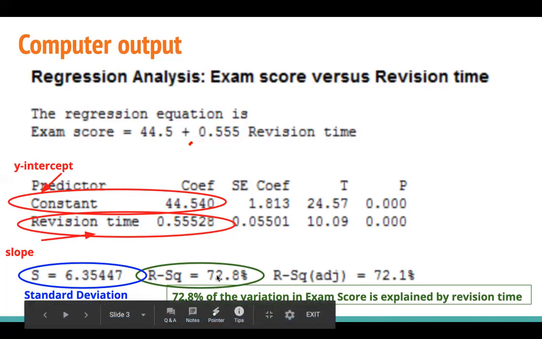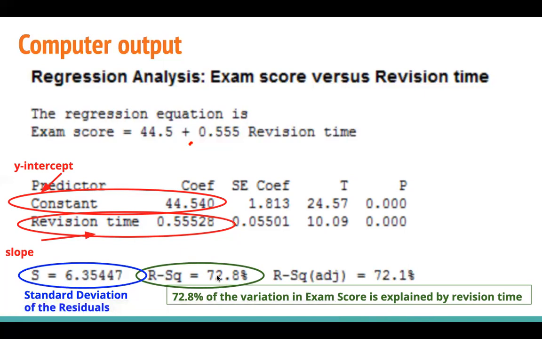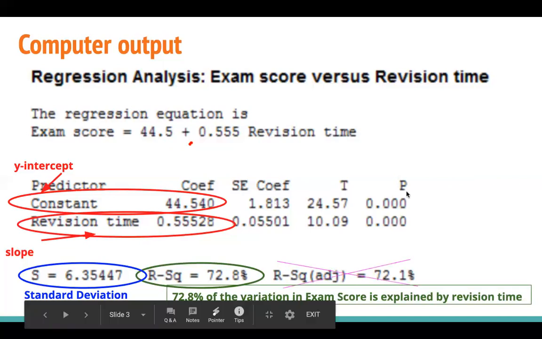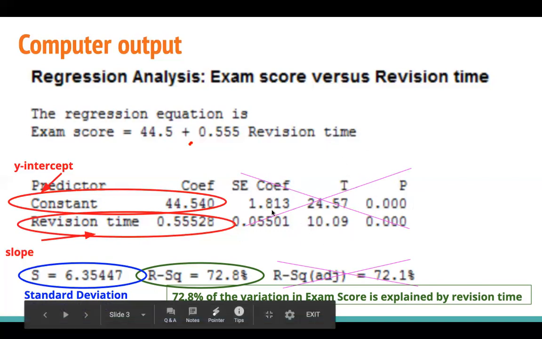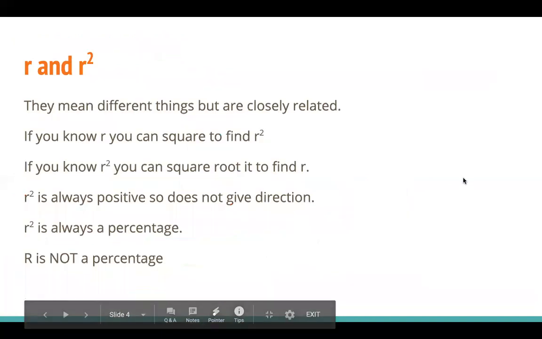That really means that there's 27.2% of variation that's explained by other factors other than just revision time. This right here, R squared adjusted, is a measure we don't use. These ones right up here are for later in the class. Second semester, we'll get into using these, and we'll talk about what they mean.